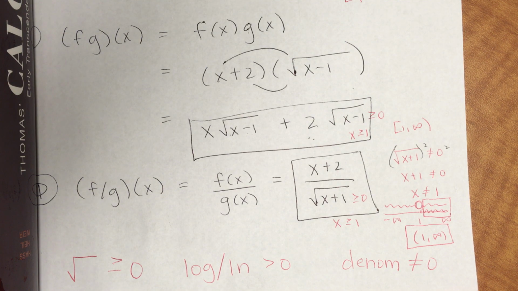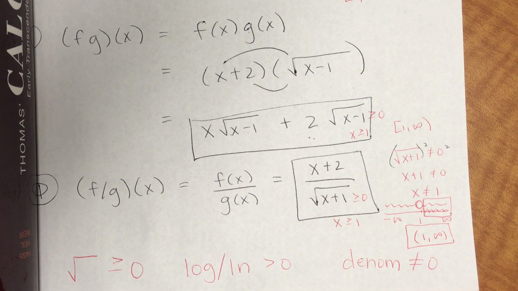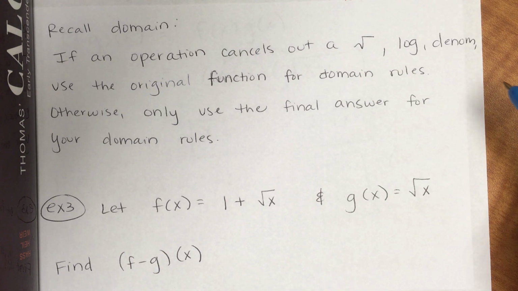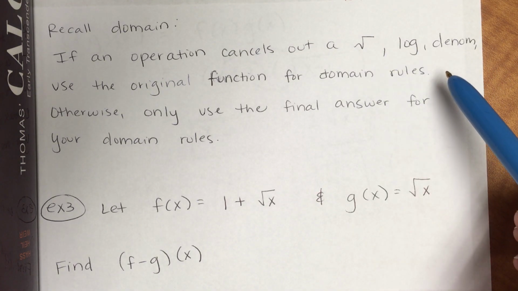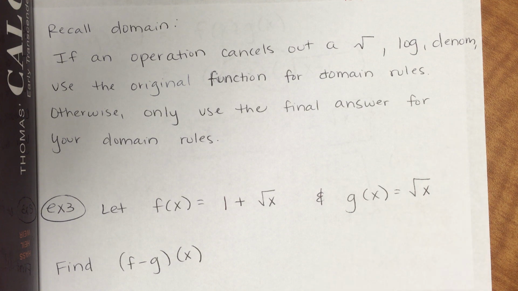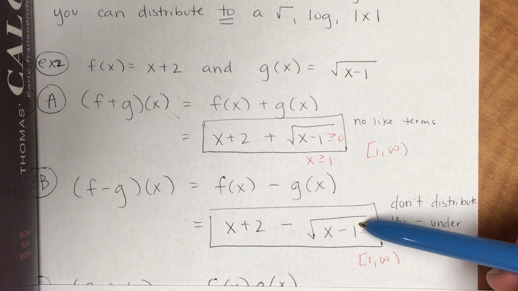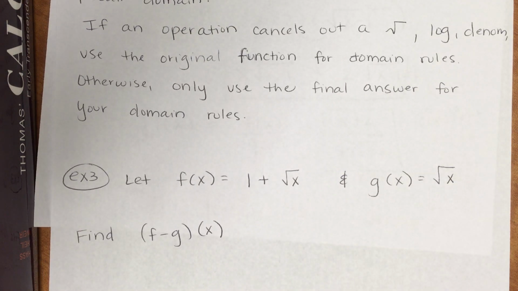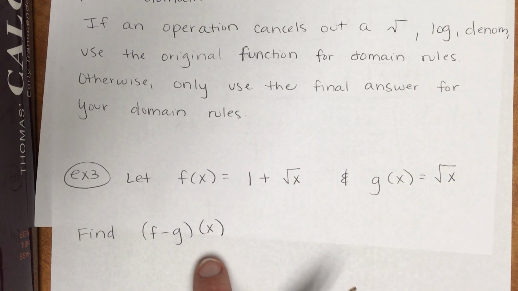The only time this happens is every now and then you have a special problem where this square root gets canceled out, or whatever you originally had gets canceled out. So if an operation cancels out a square root, a log, or a denominator, then you have to go back and look at the original equations to figure out your domain. Otherwise, just look at your answers, just look at these equations to find things. I started with a square root, and I still had a square root when I did my operations, so I didn't have to worry. But this shouldn't happen very often, but I wanted to show you one example.